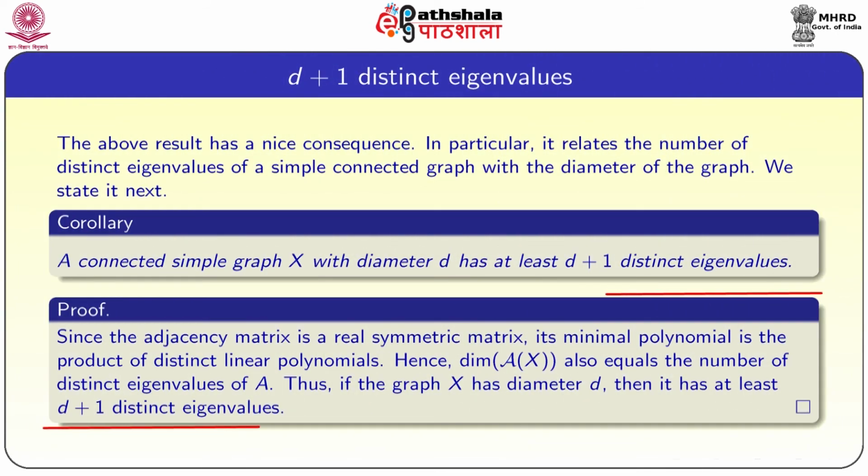Since the adjacency matrix is a real symmetric matrix, its minimal polynomial is the product of distinct linear polynomials. Hence, the dimension of A(X) is also equal to the number of distinct eigenvalues of A. Thus, if graph X has diameter d, then it has at least d plus 1 distinct eigenvalues. Though the proof is not required, we have given the proof.